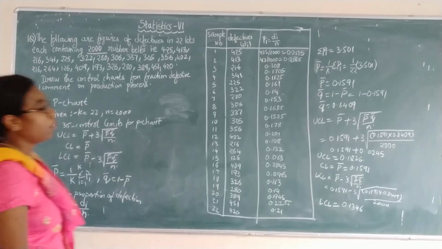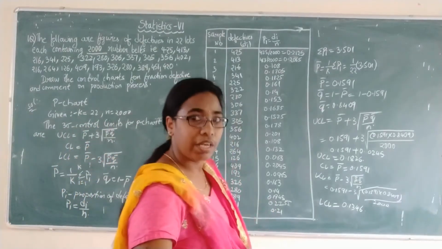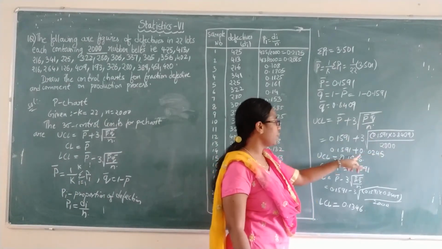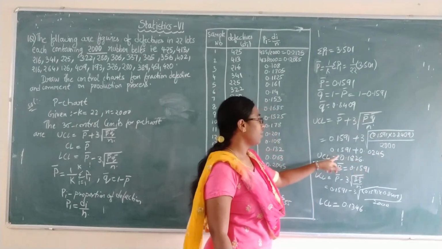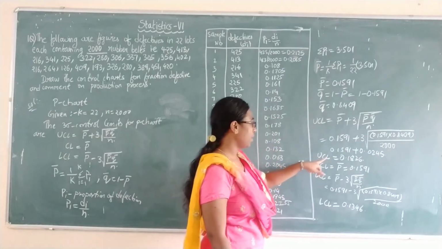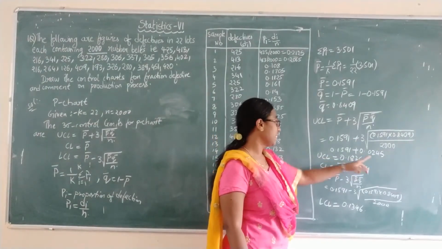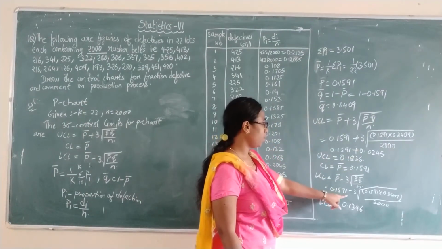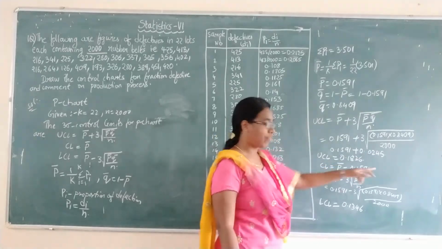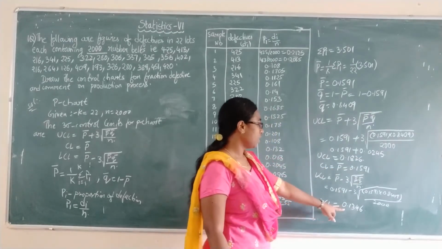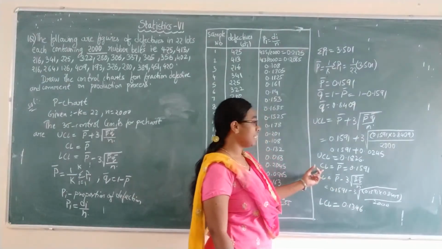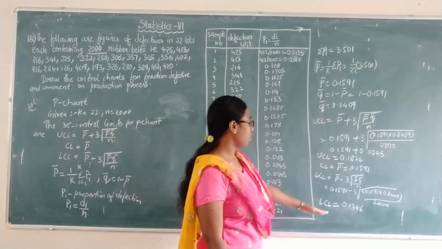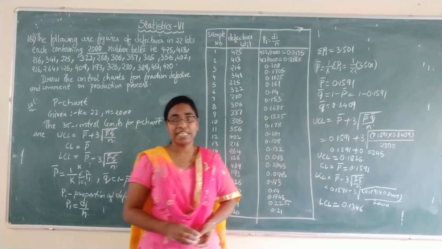By solving, we get UCL equals 0.1591 plus this fraction value, which is 0.0245. If you add these two values, you will get UCL equals 0.1836. Similarly, in case of minus, 0.1591 minus 0.0245, you will get the LCL value as 0.1346. So what is CL? CL is nothing but p bar, that is 0.1591. So substitute all these values and find the UCL, CL and LCL values.